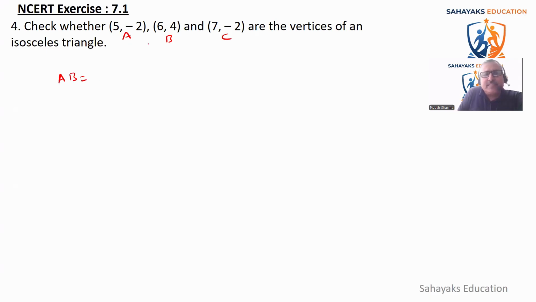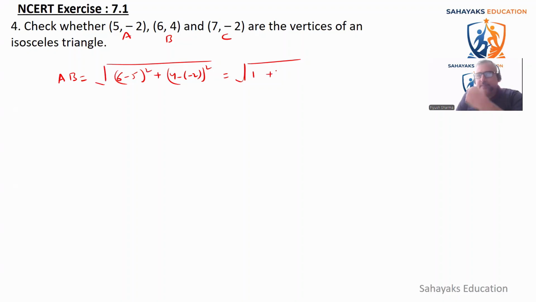AB is the square root of (6 minus 5) whole square plus (4 minus -2) whole square. That comes out to be 6 minus 5 is 1, 1 square is 1, plus 4 plus 2 is 6, 6 square is 36. This comes out to be the square root of 37. Let's find out what AC is.